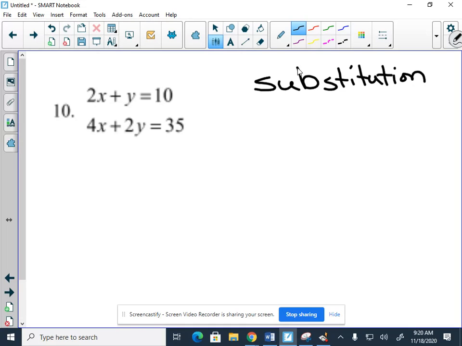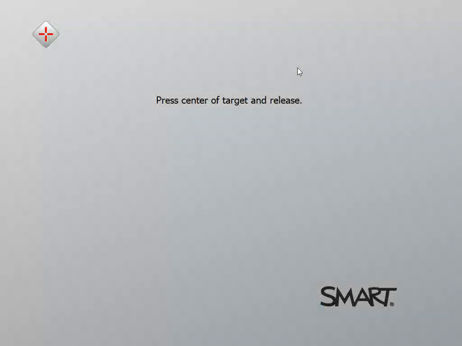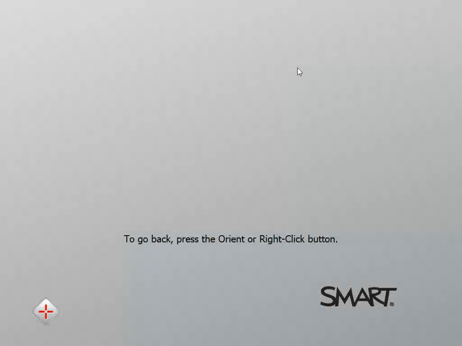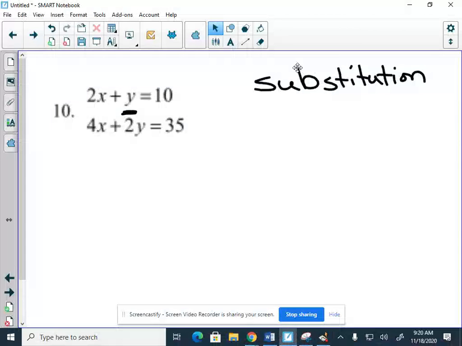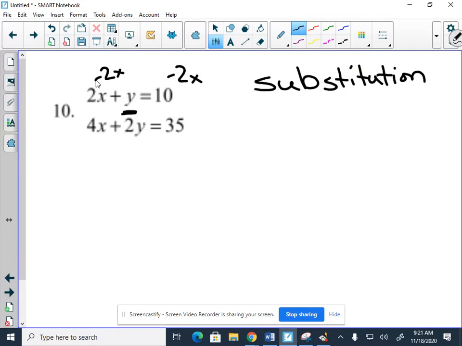Okay, so what does that mean? Substitution. I'm going to try to get one of the variables by itself. So I'm going to try to get y by itself. You might say, what's the reason you're choosing y? Y is pretty close to all by itself. If I subtract 2x here, I get y equals negative 2x plus 10.